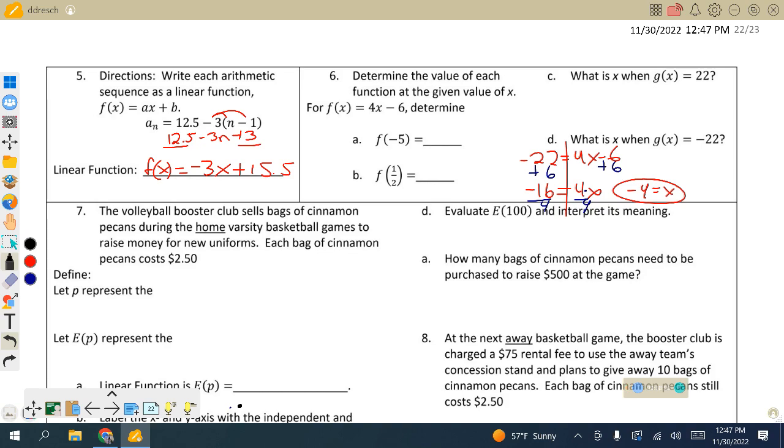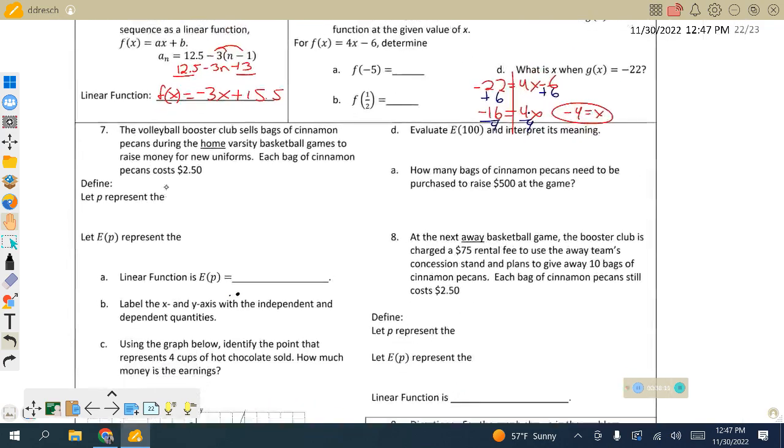What are we selling this time? Cinnamon pecans. Everybody, cinnamon pecans. Mr. Rich likes those this time of the year. You into those, Miss Keno? Not pecans. Not pecans. All right.